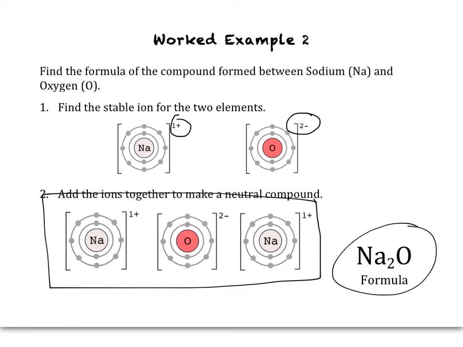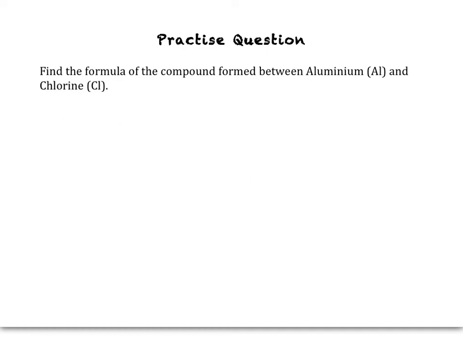Practice question. Find the formula of the compound formed between aluminium and chlorine. You should pause the video here and try to work out the formula by yourself on a piece of paper. I will show the solution on the next slide. Please pause now.